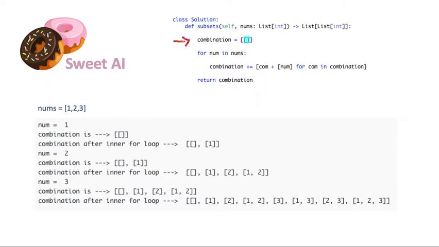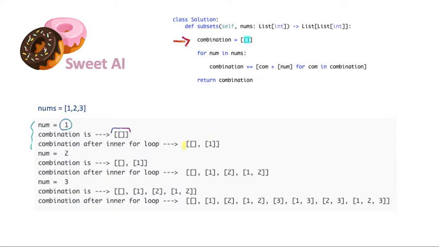And what we're going to do next, we are going to iterate over every single element of the array. While we are iterating, we are going to use this element and the combination that we have from the previous step to create the new subsets. What do I mean by that?